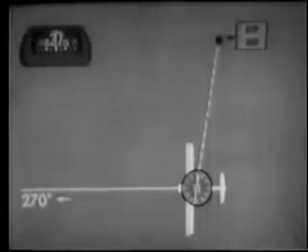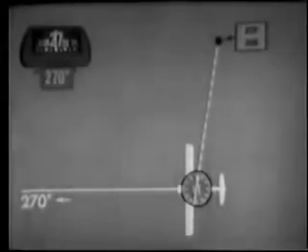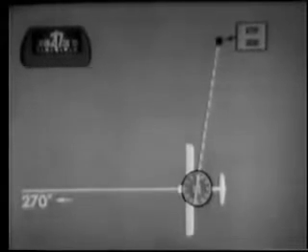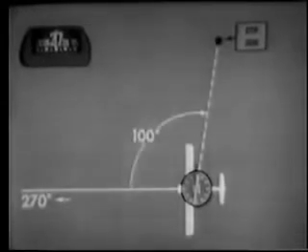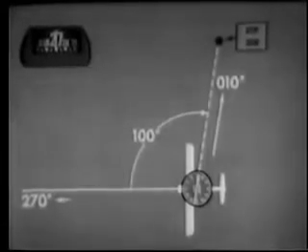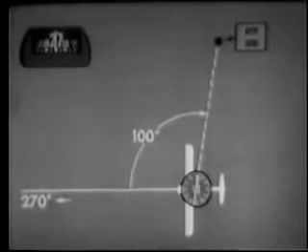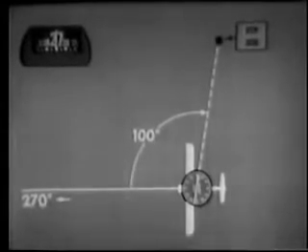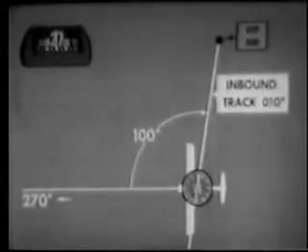The student has been told to see if he can determine the direction to the station on our present heading. He knows that the station is 100 degrees to the right of the nose, and to go to the station, he would have to turn right 100 degrees. This would give him a new heading of 010 degrees. Therefore, the direction to the station from this location is 010 degrees. To describe our position, we say we are on an inbound track of 010 degrees.